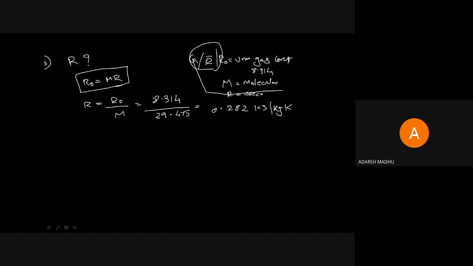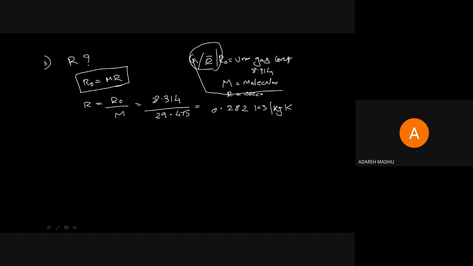Here we had taken the value for R naught as 8.314, right? Because it is kilojoule per kilogram, we had taken the value as 8.314. If we had taken 8314, we would get the value of R in joule per kilogram Kelvin.